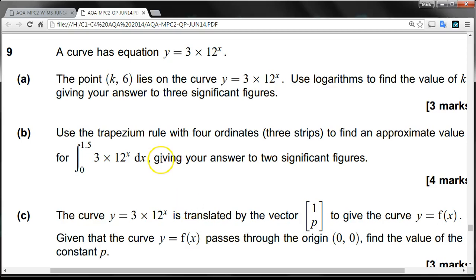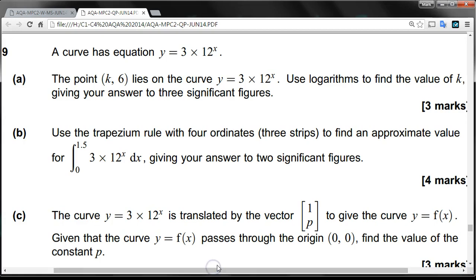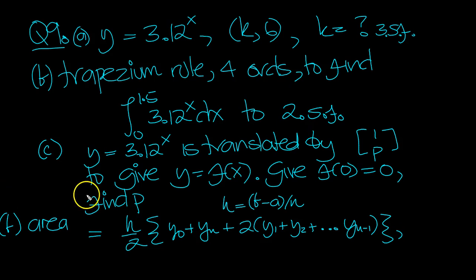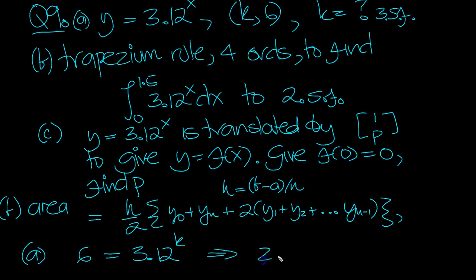Question 9. Let's have a look at this then. That point's on the curve. So here's 6. 6 is equal to 3 times 12 to the x, which is k. So that tells us, divide by 3, 2 is equal to 12 to the k.